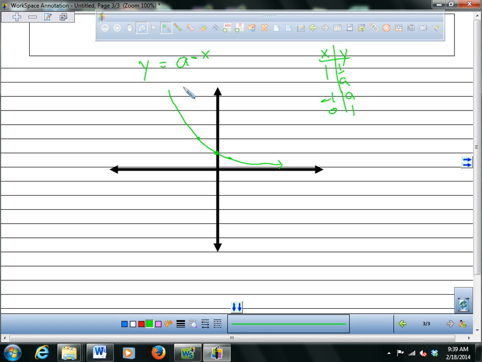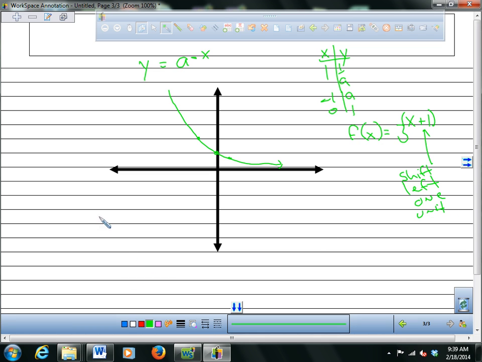And then you could shift things around. What if I wanted to graph f of x equals 3 raised to the x plus 1? What do you think that would do to your graph? Any guesses? What does that do to a parabola if I do a plus 1? It shifts it left. So this would shift it left 1 unit.